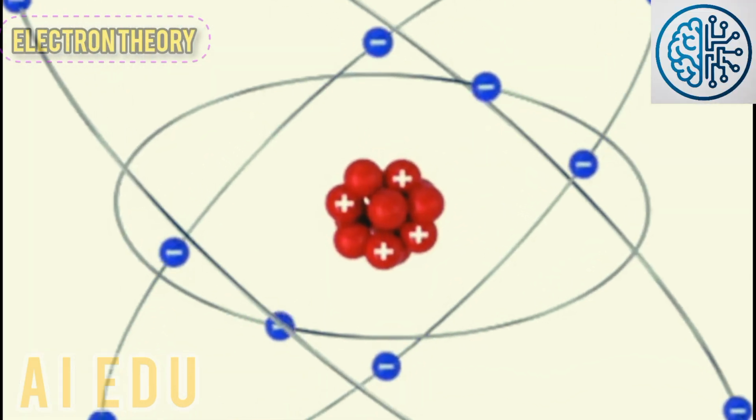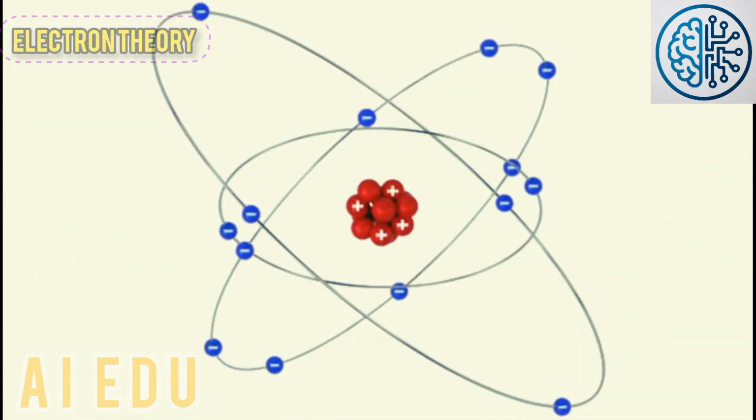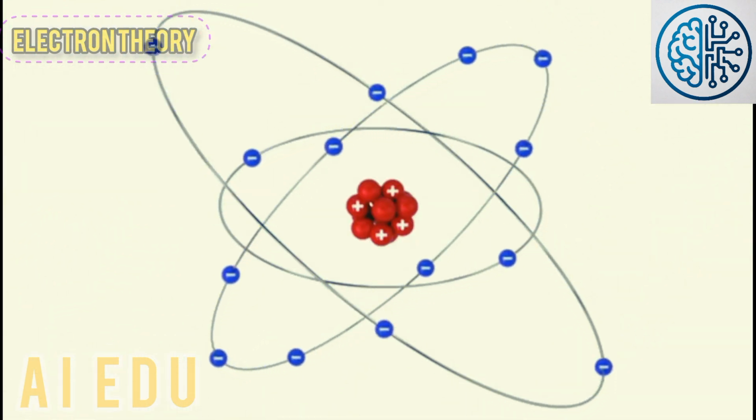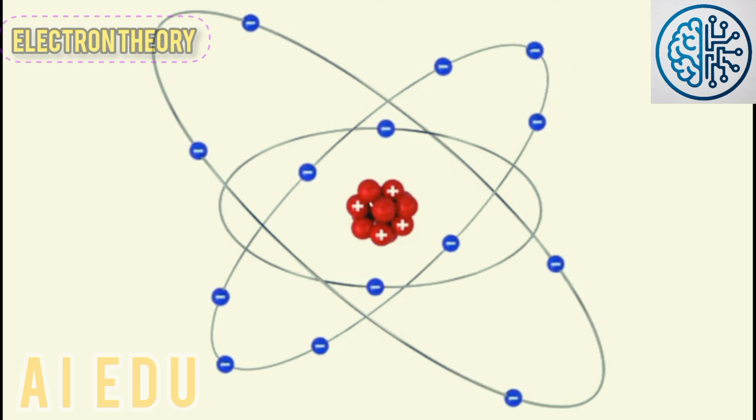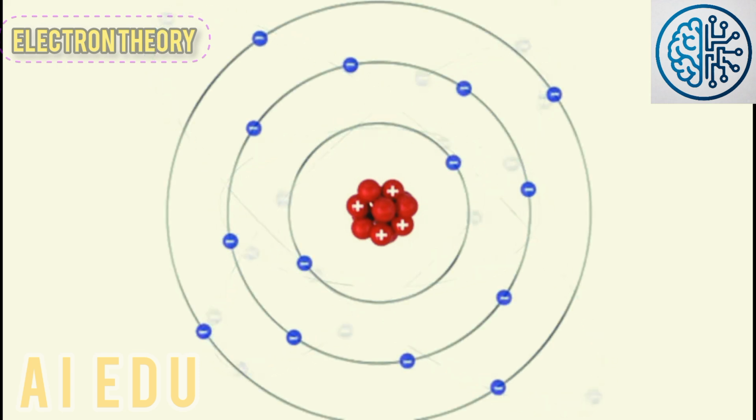Electrons move around a nucleus of an atom in concentric orbits. These orbits or shells represent different energy states that electrons can exhibit. The farther an electron is from the nucleus, the greater its potential energy.